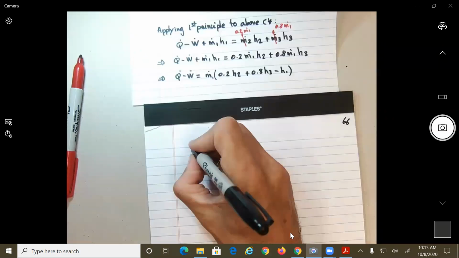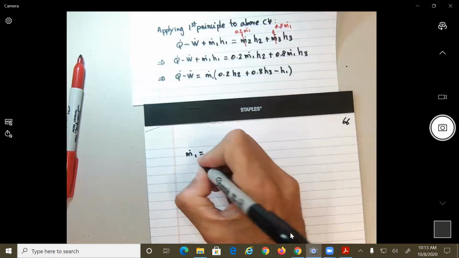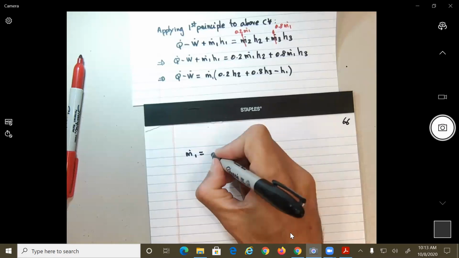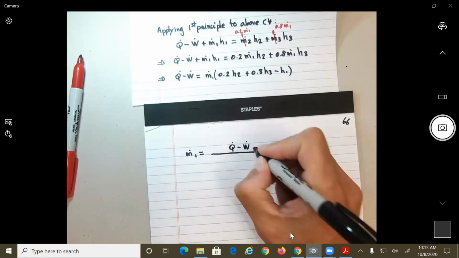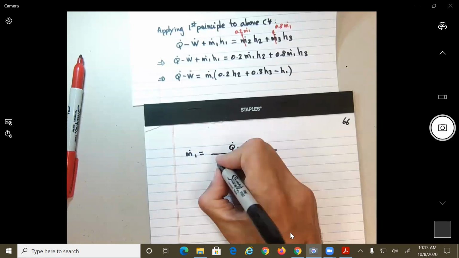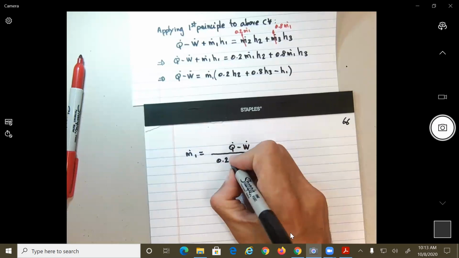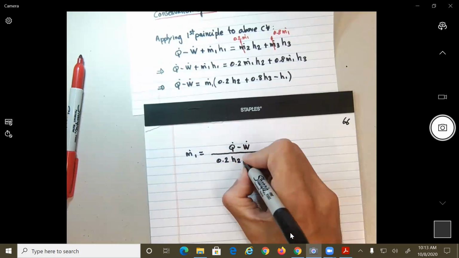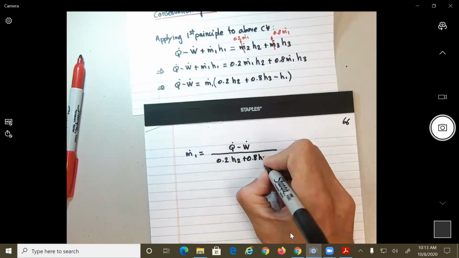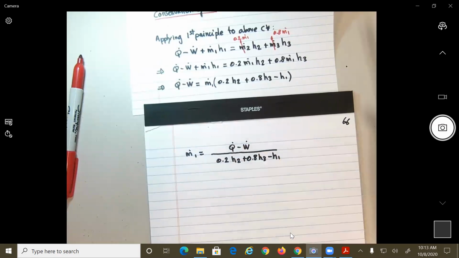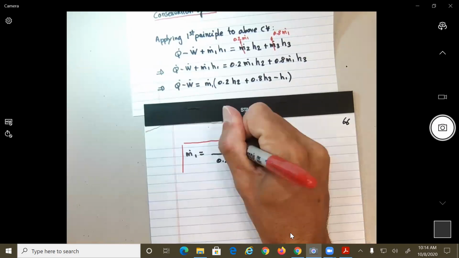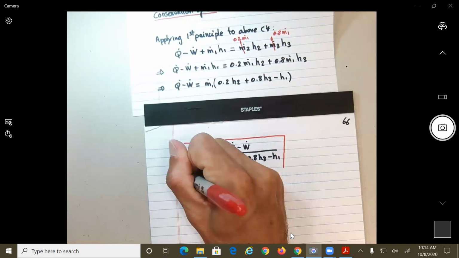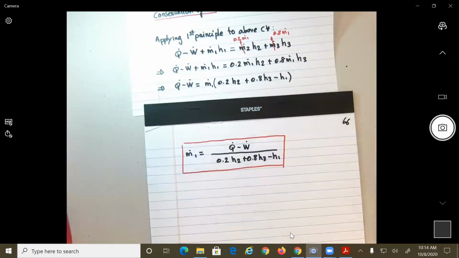From the previous equation, we solved that the mass flow 1 should be equal to what? Q dot minus power will be equal to 0.2 H2 plus 0.8 H3 minus H1. So you see, if you do this on the exam, on the problem, you show me that you understand the material. So just by writing this, probably you get about 7 points out of 10. Okay?